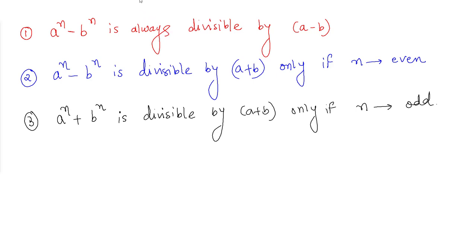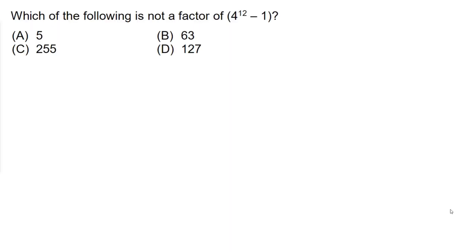Let's solve few questions. The question is, which of the following is not a factor of 4 to the power 12 minus 1? Okay, what we'll do is we'll try to list down maximum number of factors of this number. Okay everyone, so the number is 4 to the power 12 minus 1. Okay, so now can we write 4 to the power 12 minus 1 as 2 to the power 24 minus 1 to the power 24.